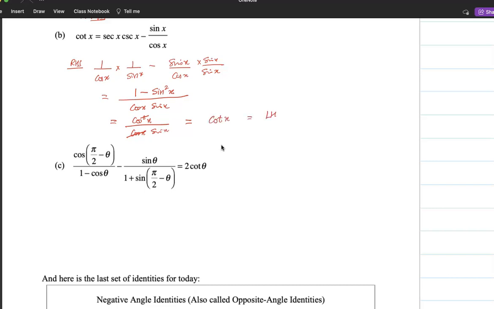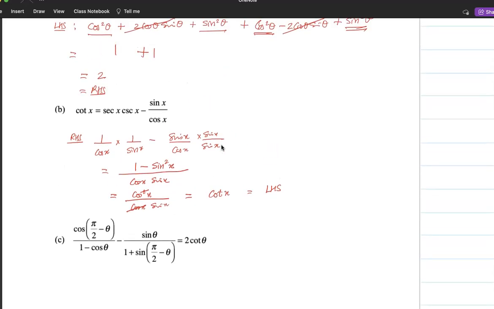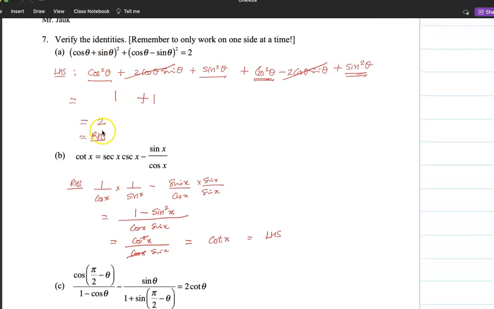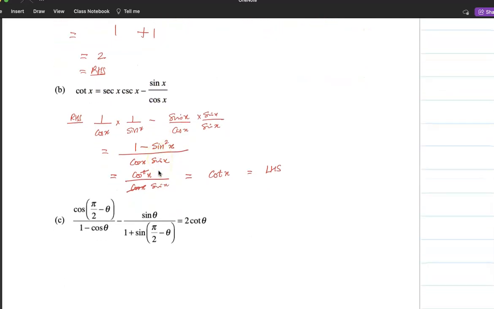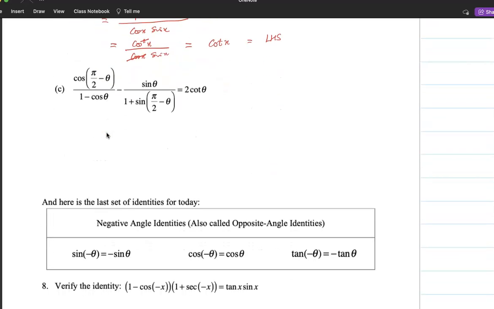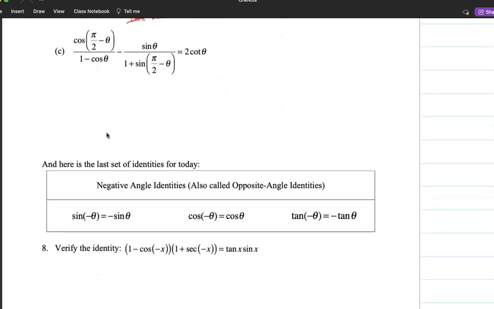So you can start from the left hand side and reach the right hand side, or start from the right hand side and reach the left hand side. How would you start with the left hand side? You can't, there's nothing you can do. You always go for the messy side. Clearly the right side.